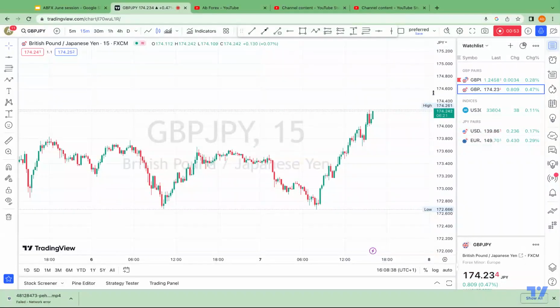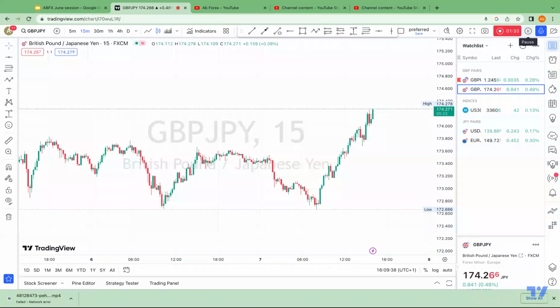You notice the price is currently reading here at 174.241, and there are 6 minutes left for this candle to close. So this is GBP JPY. It means if you want to buy 1 unit of GBP JPY, it's going to cost you 174.261 yen, because you're trading GBP JPY. You're using the quote currency to buy the base currency. That's how you actually buy currency here.